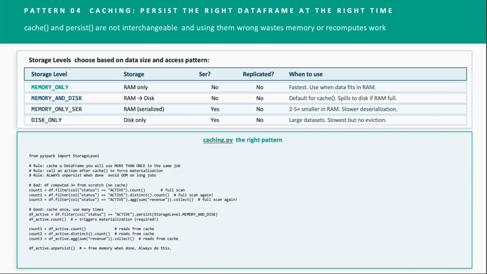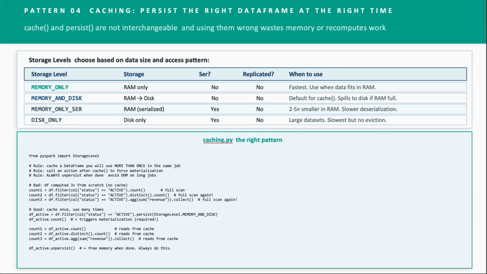Memory only serialized. It's like serialization. So it serializes the data before caching. So 2 to 5 times smaller footprint in RAM. It's slower to read back. Use when memory is tight and your data frame is large. Disk only, for very large data frames where you cannot fit in RAM at all. Slowest but no eviction. Useful for checkpoints mid-job.